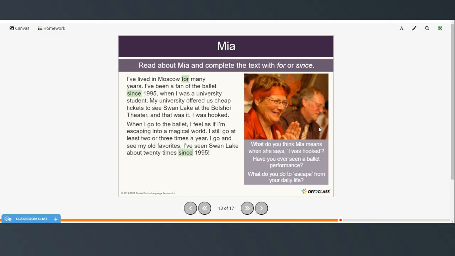So, what do you think Mia means when she says, I was hooked? It just means that she really liked it and it's something that she decided that she wanted to do again. And have you ever seen a ballet performance? And what do you do to escape from your daily life?